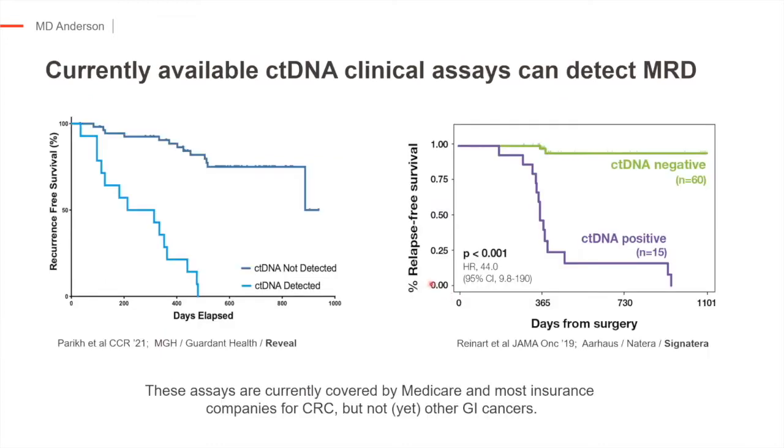So there are some commercially available assays. There's kind of two major ones that are being utilized now. We won't really get into a lot of the details of the differences between the assays, although happy to discuss that if of interest. There's the Guardant Health Reveal assay and the Signatera assay from Natera, and there will undoubtedly be more coming in the next year. These are currently covered by Medicare and most insurance companies for colorectal cancer, not necessarily for other GI cancers. So what we'll be talking about today is really colorectal cancer specific.